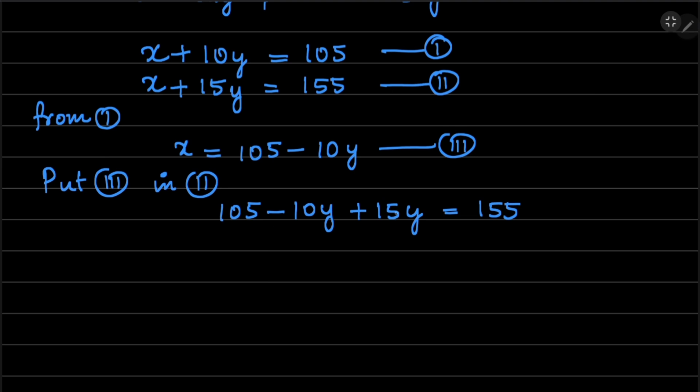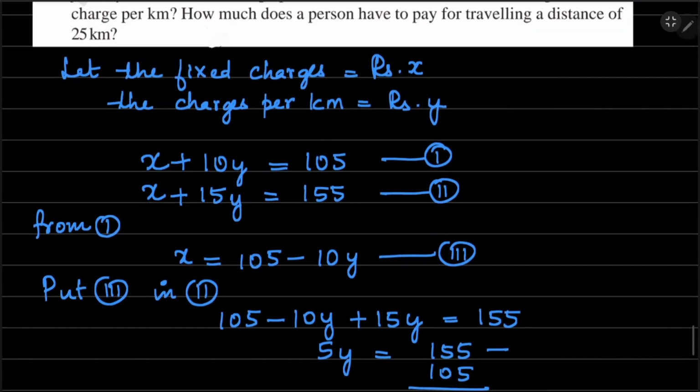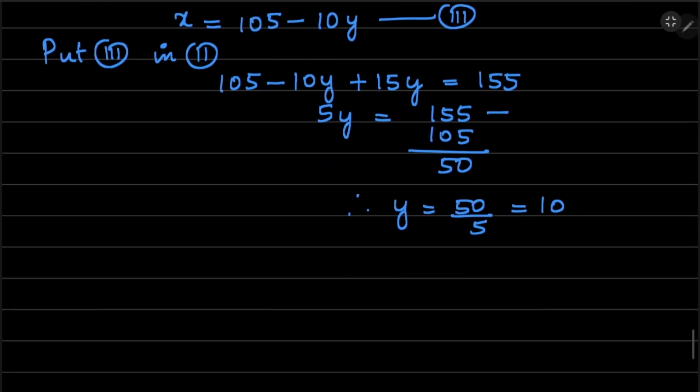So what is it? 15 minus 10, 5Y, is nothing but 155 minus 105. So 50. Therefore, what is your Y? 50 divided by 5, which is nothing but 10. What is your Y? Y is the charges per kilometer. So therefore the charges per kilometer is nothing but rupees 10.